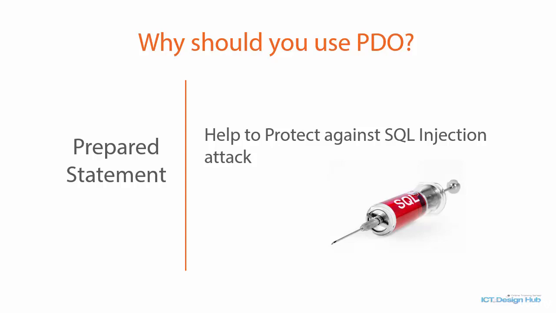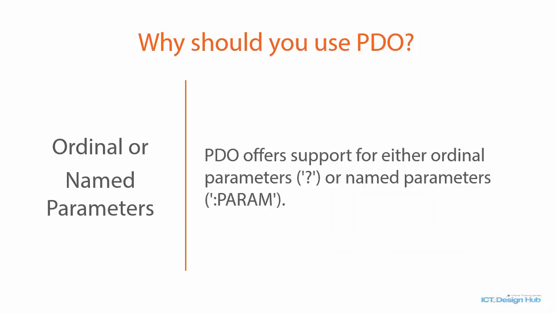MySQL on the other hand also supports these, but the difference is that MySQL only supports the ordinal or the unnamed parameter types, which means MySQL doesn't support using named parameters, which allow us to be more explicit when we are specifying parameters for our prepared statement. On the other hand, PDO supports both methods: the ordinal, which also refers to the unnamed parameter, and also the named parameter method.